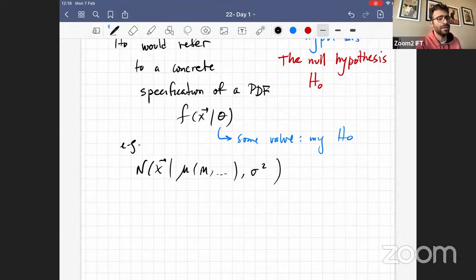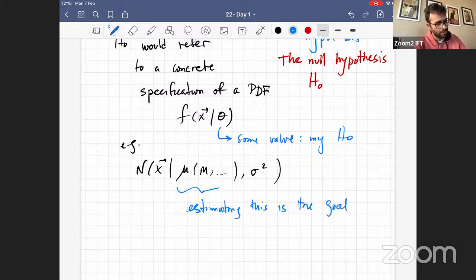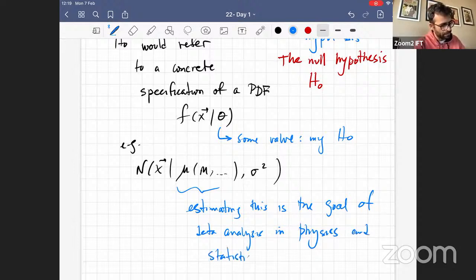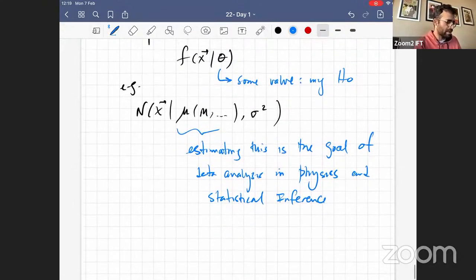Right. So the note is coming here. What we are doing in physics, as well as in data analysis and statistical inference in general, is to estimate the mean of the distribution. So estimating this is the goal in general of data analysis in physics, in science in general, and in statistical inference. Not related to physics particularly, but in general, okay?